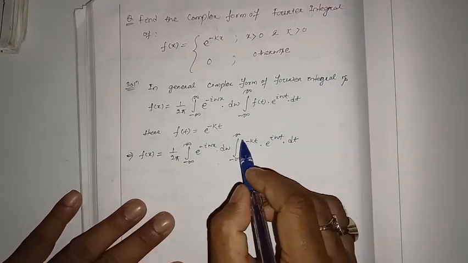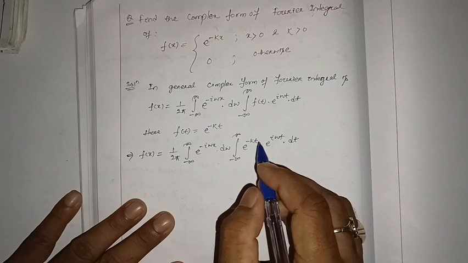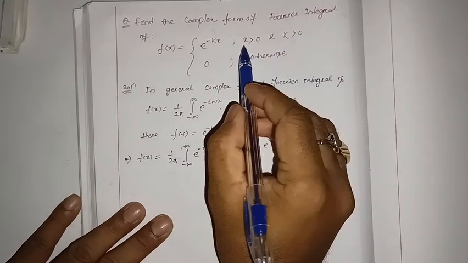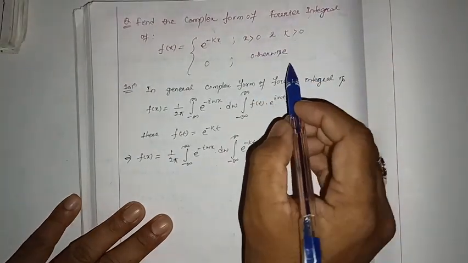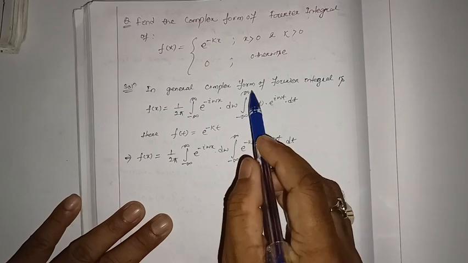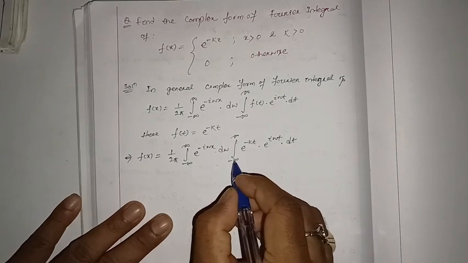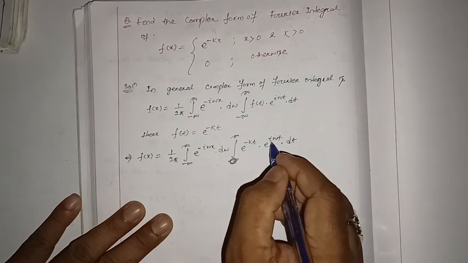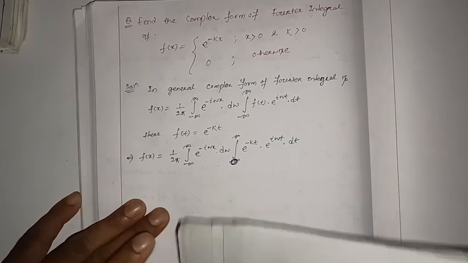But this value e to the minus kt is in the limit of x greater than 0, that means t greater than 0, so here the integral will be from minus infinity to 0, then 0 to infinity. So for 0 to infinity, we write this value. Otherwise it is 0. So it is the integral from 0 to infinity of e to the minus kt e to the i omega t dt. Here I omitted one step. You can write that here.